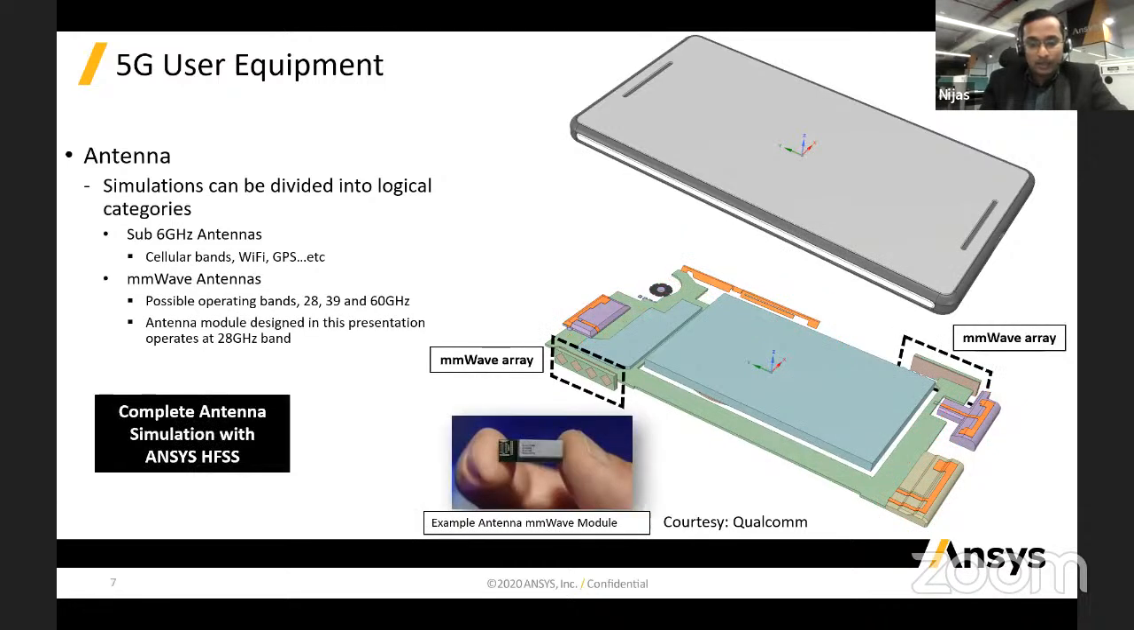And now you can see a few more antennas have also been added. Those are 28 gigahertz millimeter wave antennas in this particular example, which are placed at both sides of the mobile. We'll see why they are placed at two different sides of the mobile. And this is one image of that antenna from Qualcomm.